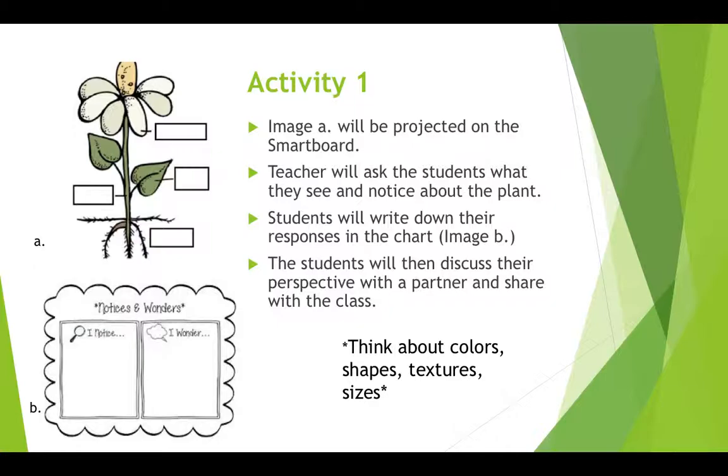Then we begin with activity 1. We have an image that has different areas that can be labeled, but they're not labeled in our original first image. It will be projected on the smartboard. We'll ask the students what they see and notice about this diagram. Students will write down their responses on the chart, image B, which is a notice and wonder chart, what I notice and what I wonder. The students then will discuss their perspective with a partner and share with the class. Think about colors, shapes, texture, sizes. We'll encourage them and we'll prompt them in that way.